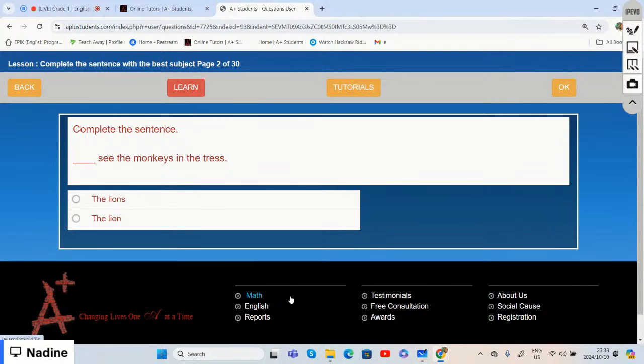The next one says, do we say the lions see the monkey in the trees? Or do we say the lion, one lion, sees the monkeys in the tree? Which one is correct? Do we say the lions, more than one, option one? Or one lion, option two? Which one is correct?